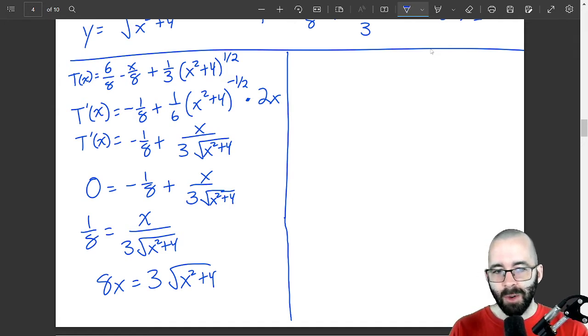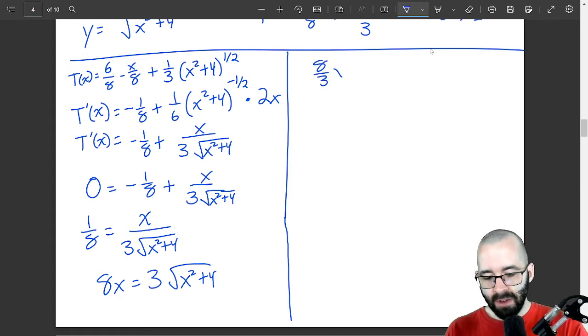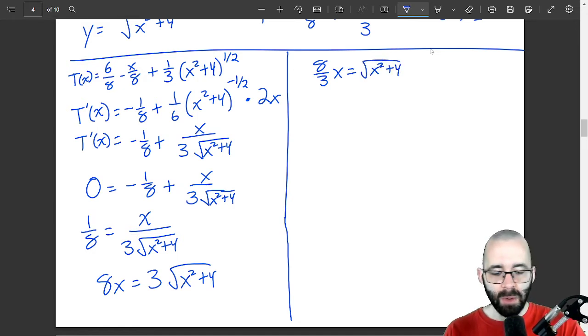How do you solve a radical equation? Get the radical by itself and square both sides. Divide both sides by 3. 8/3 x equals the square root of x squared plus 4. And now we can square both sides.